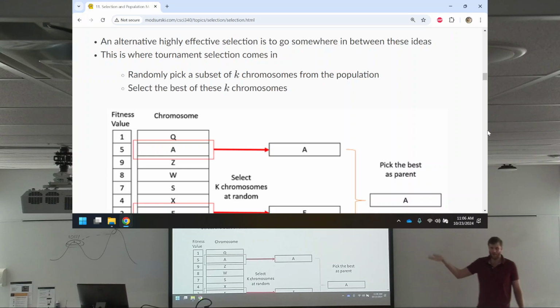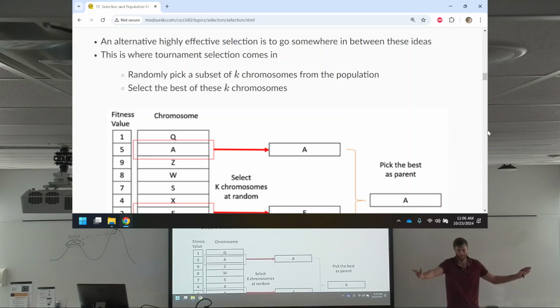Tournament selection allows us to control K somewhere between 1 and mu. The closer we make K to mu, the higher selection pressure we have. The closer we make it to 1, the lower selection pressure we have. So it gives us the control. We don't want a very high selection pressure. We don't want a very low selection pressure.